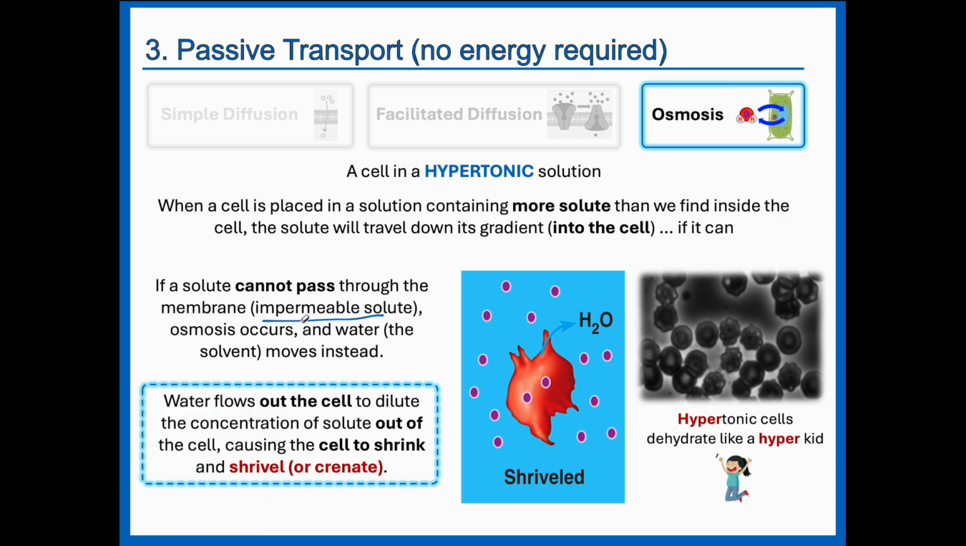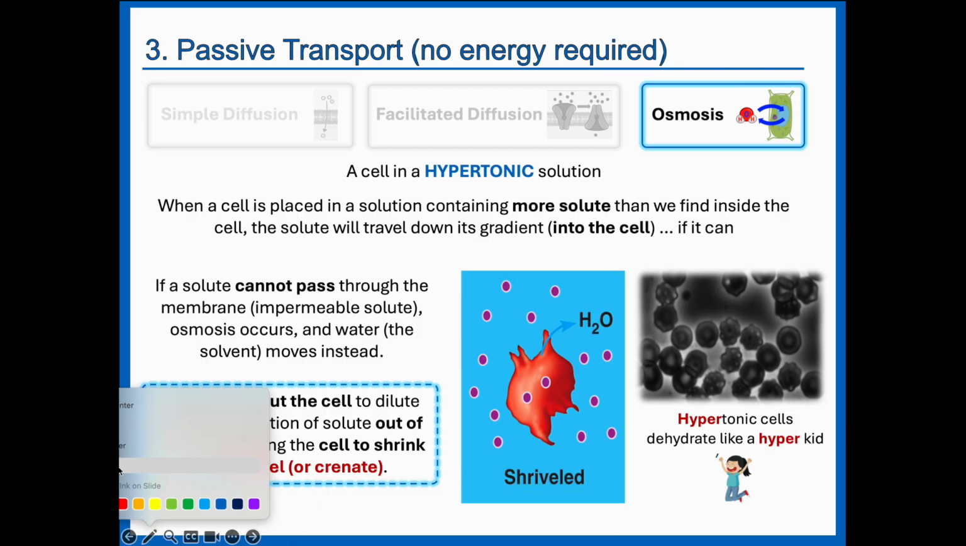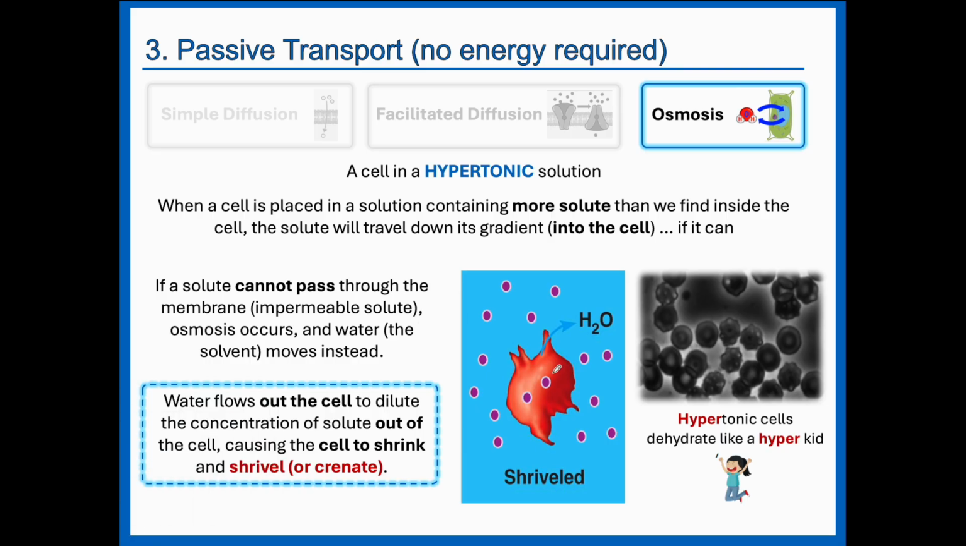And so what happens, right? The water, that solvent, will move instead. So in this case, you see that water will go from this inside, right, where it's highly concentrated, and it'll move outside where water is low concentration, right? And so water flows out of the cell to dilute the concentration of solute on the outside of the cell, and this will cause shrinking of the cell. This is called shriveling or crenation, right?